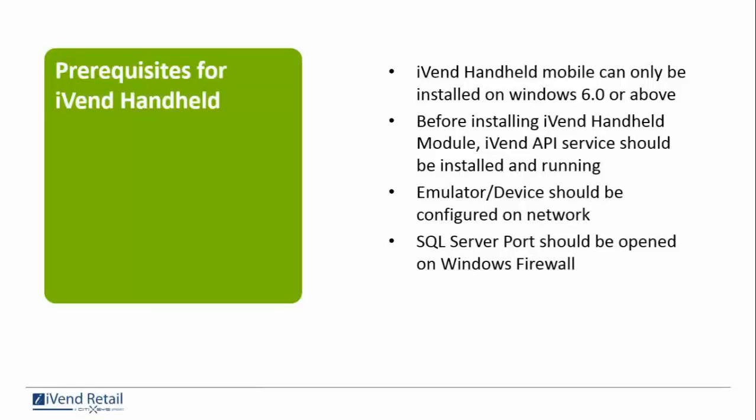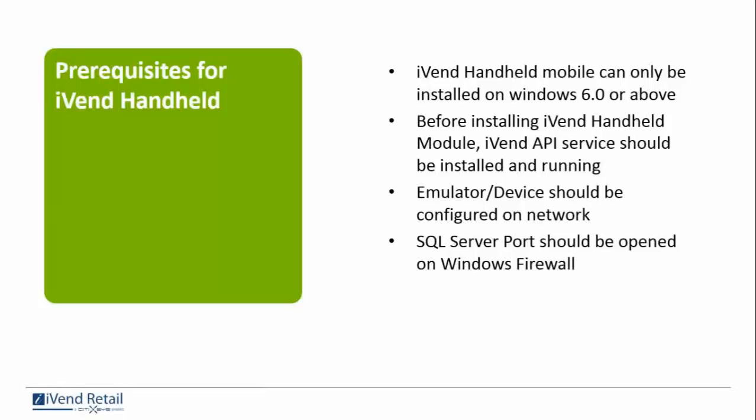Then we should have a device which is actually going to work on the ground to count your inventory, to receive your stock, to make the GRPOs, and to make the other inventory movements in your system. We have to make sure that it is on the same network of your store or your enterprise, wherever you are using it.